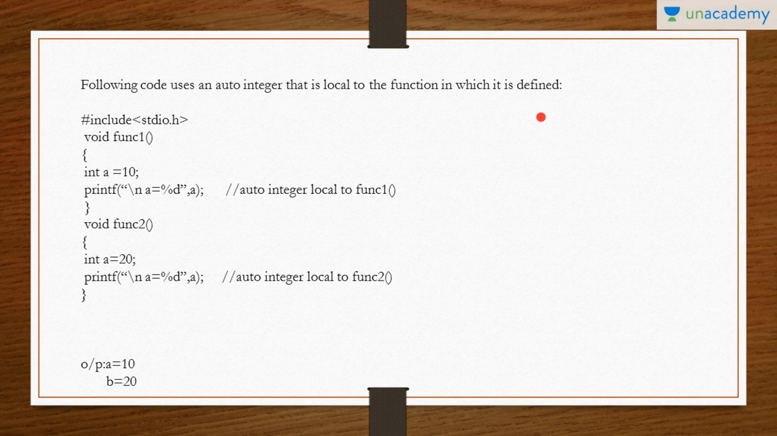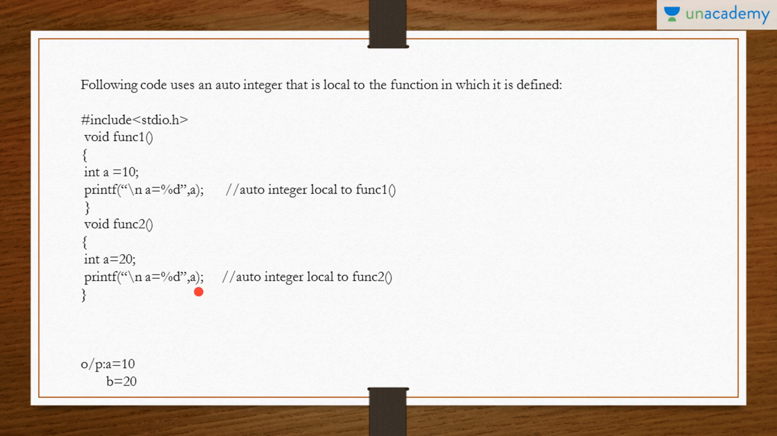This is a void function, and this is the first block. You are all aware of how to define it; if you practice it very well, you will easily be able to understand. Here we defined void function 2, another function. Int a equal to 2, printf. Now see, in function 1, this is an auto integer local to function 1: int a equal to 10.